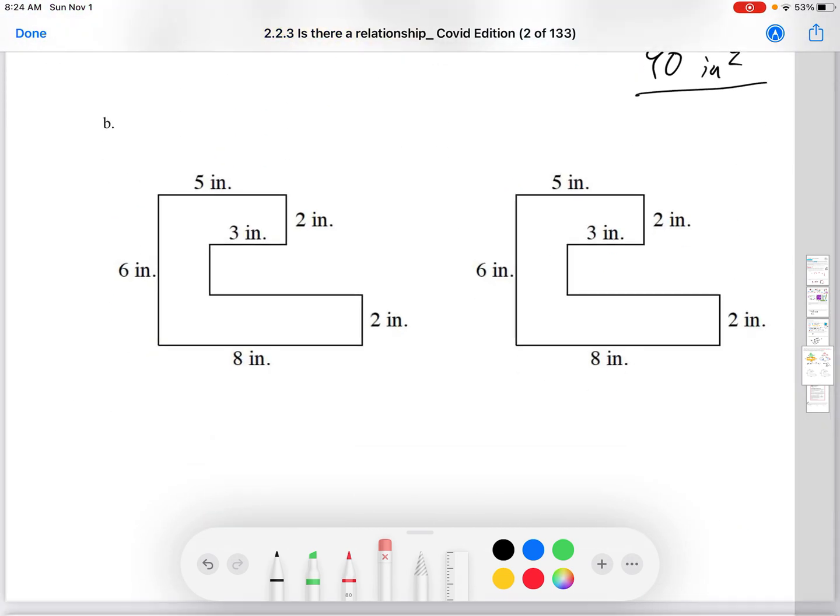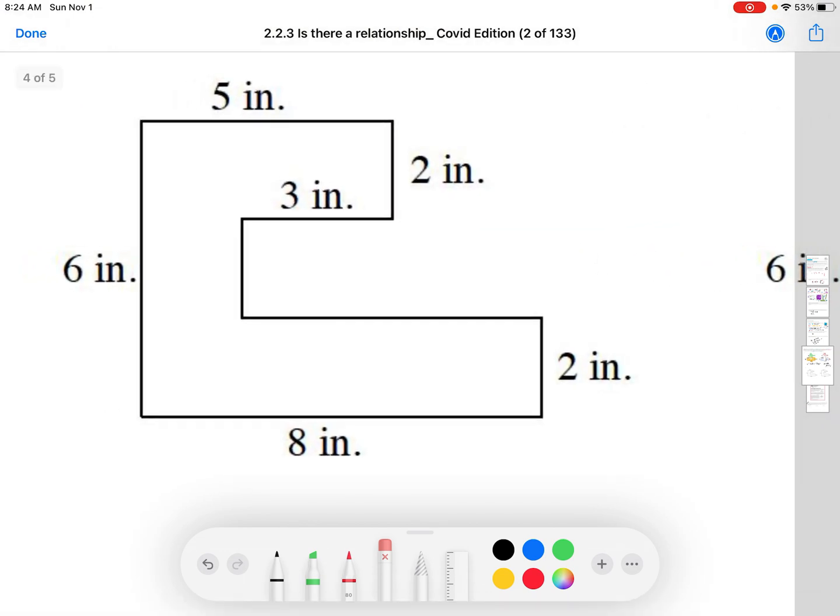All right, we're going to do this one down here. All right, let's find the other pieces real quick. Since this whole length right here is 6, this piece is 2, and that piece is 2, we're looking for that one right there, right?